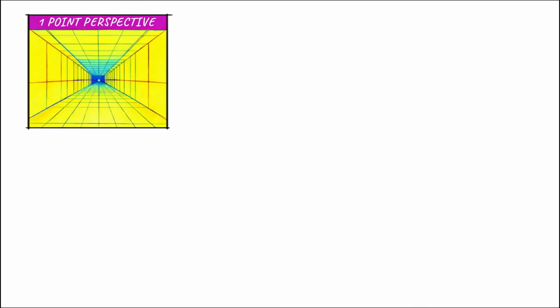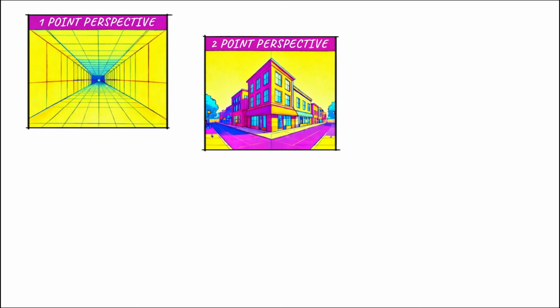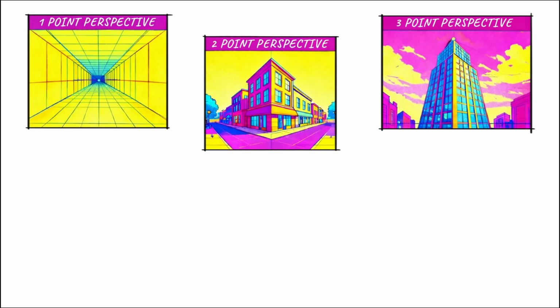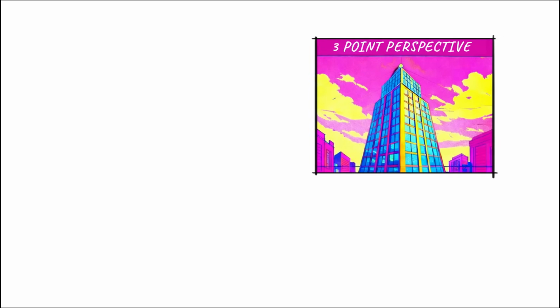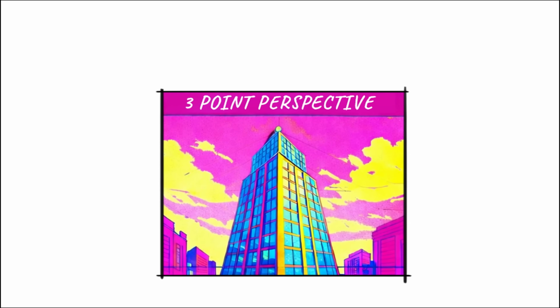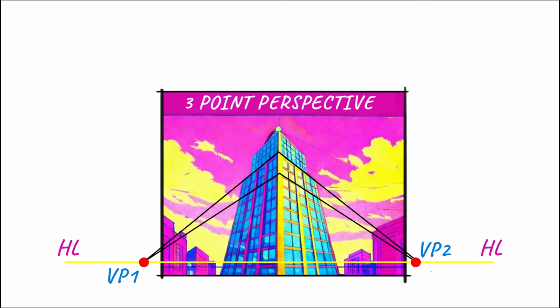In addition to one-point and two-point perspective, artists also utilize three-point, four-point, and even five-point perspective to create complex and dynamic compositions. Three-point perspective is often used when depicting tall buildings or objects viewed from an extreme angle. It involves adding a third vanishing point either above or below the horizon line, allowing artists to represent objects as they appear in real life, with vertical lines receding into the distance.